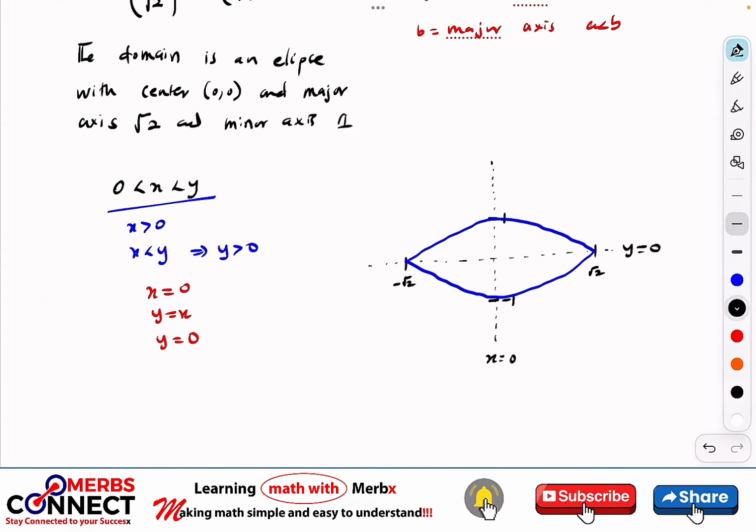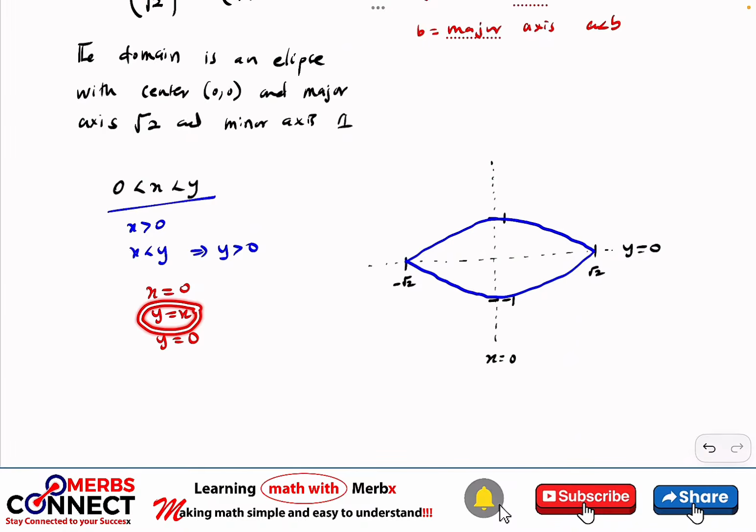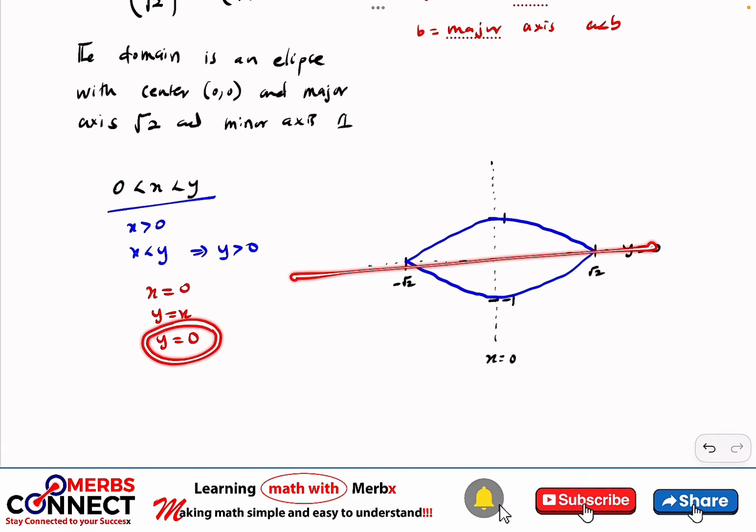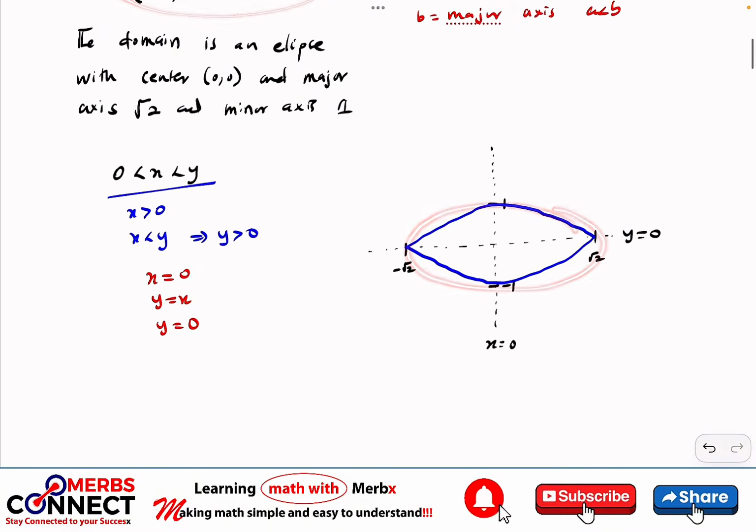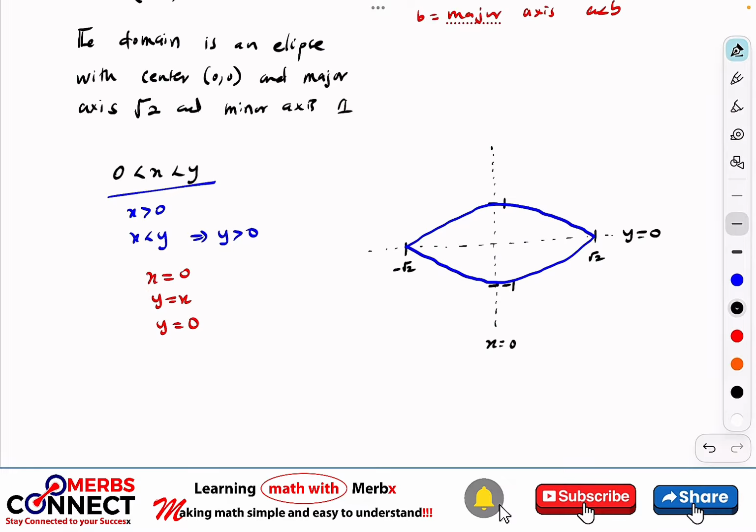But now don't forget, we have x is equal to y, right? Or y is equal to x. So x is equal to 0 is this one, y is equal to 0 is this one, and this is the ellipse that we've drawn here. So now let's draw y is equal to x. So y is equal to x is this. It's going to be this. Good. So this is what you are going to have.